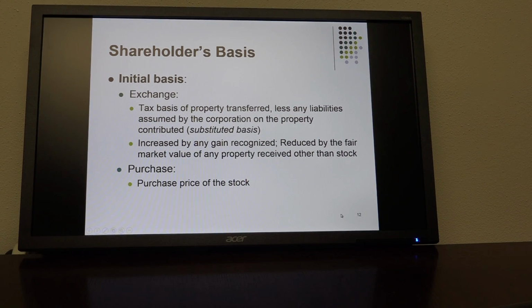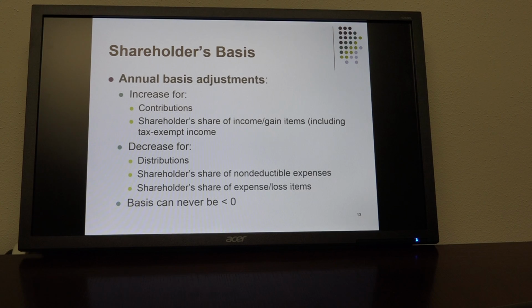Now, what happens if you purchase existing shares of stock? Well, your initial basis is simply going to be your purchase price. And so, just like with partnerships, you're going to have these annual basis adjustments. You're going to have increases for contributions, additional contributions made to the corporation. You're going to have increases for the shareholders' pro rata share of income or gain items, including tax-exempt income.